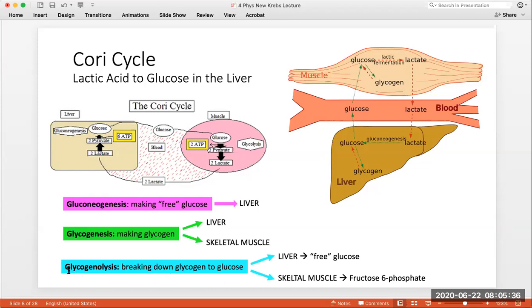So glycogenolysis is using glycogen. Lysis is to break down or break a bond. So you're breaking the bonds of glycogen to use the glucose that is produced. Now again, in the liver, it can run the reactions all the way in reverse to make free glucose, or it can run the reactions in reverse to make fructose 6-phosphate and then use that for its own cellular metabolism to make ATP. Both skeletal muscle and your liver have a high metabolic requirement. They need to make a lot of ATP. So you want to make sure that you know these three terms and where they can happen and the details of the Cori cycle.